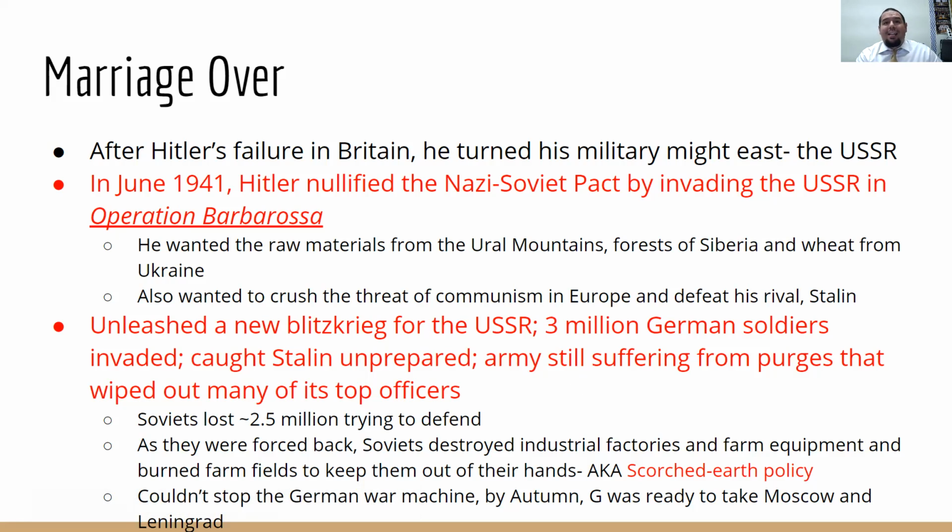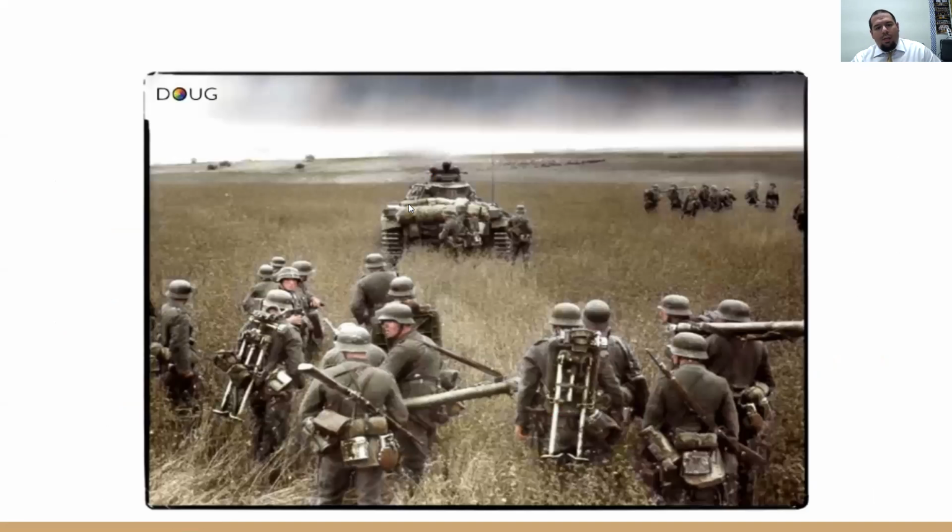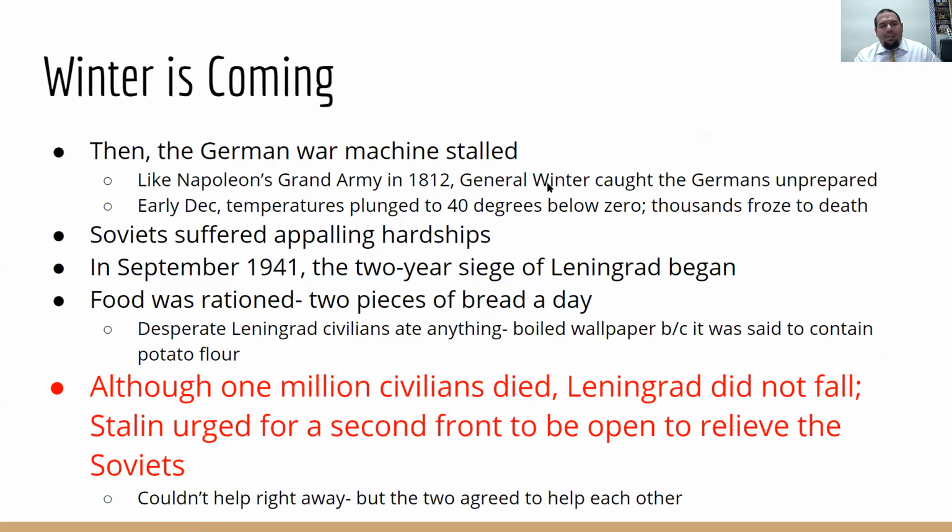Can't take the namesake city of Lenin. Hell no. So this is Operation Barbarossa. We're going to attack Leningrad, Moscow, and Stalingrad. Here you have some, I want to say this is an actual picture because these look like normal. And yeah, you got tanks running through the wheat fields on their way to Russia. Hashtag winter is coming.